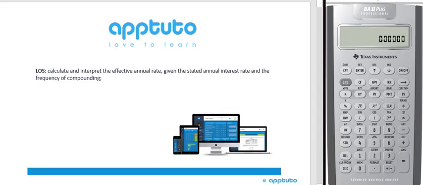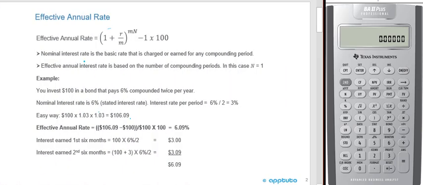This LOS is to calculate and interpret the effective annual rate given the stated annual interest rate and the frequency of compounding. The nominal interest rate is the basic rate that is charged or earned for any compounding period. And the effective annual interest rate is based on the number of compounding periods. In the example we're going to look at below, we're investing $100 in a bond that pays 6%, that's the nominal interest rate, but it's compounded twice per year. So we have to figure out what the effective rate is.